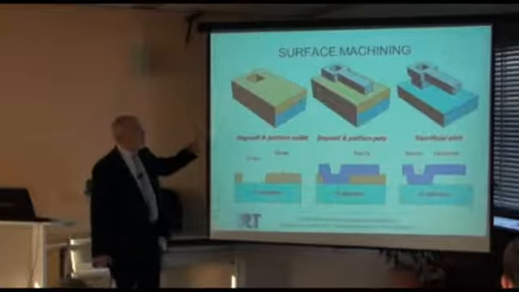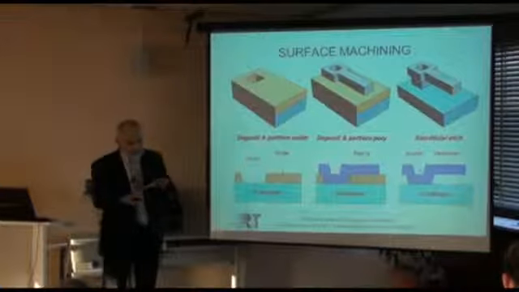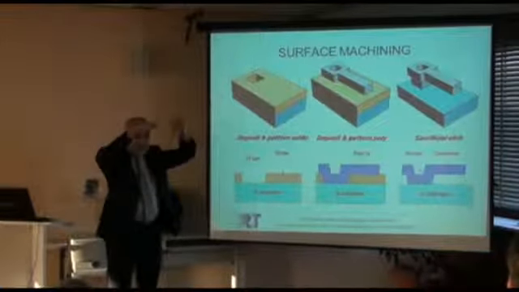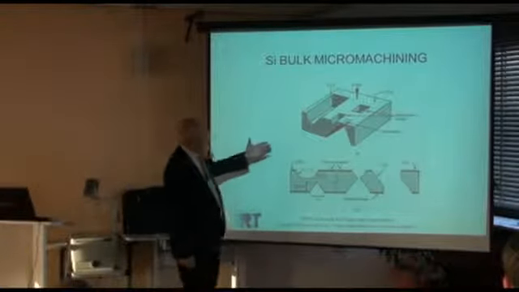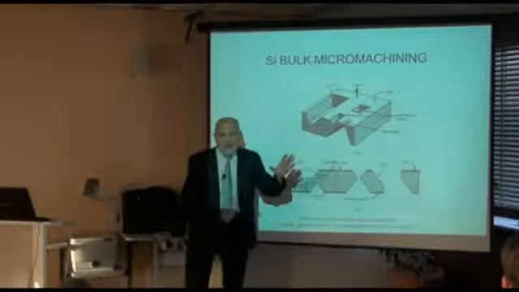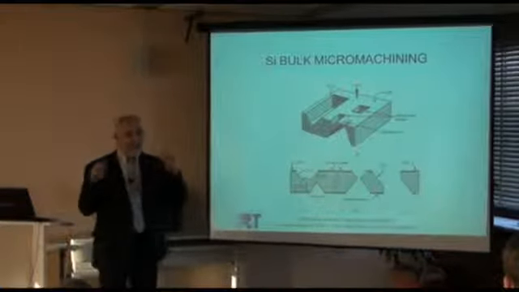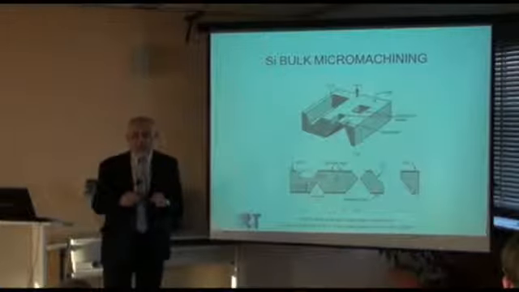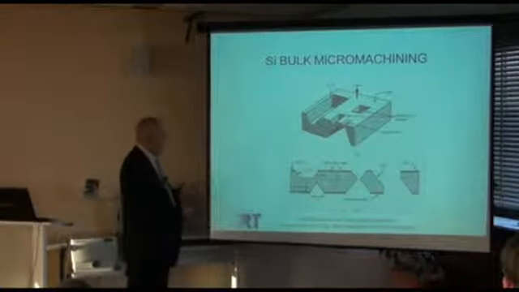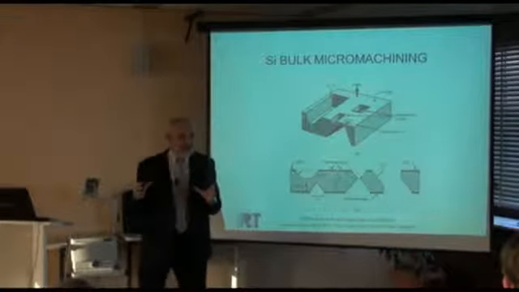Principle of surface machining. What does it mean? On the surface, again, I have the silicon oxide and I build on it. Historically, bulk silicon machining was first discovered, basically by accident. What happens? Silicon, you might know these wafers, are made from single crystal.